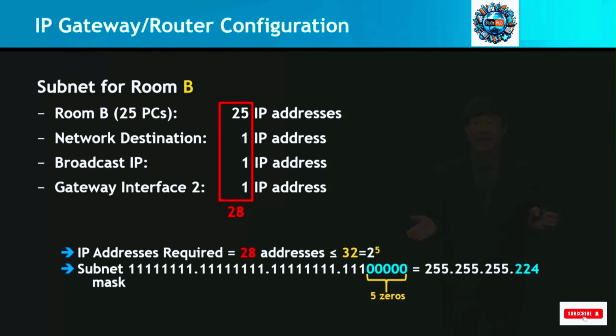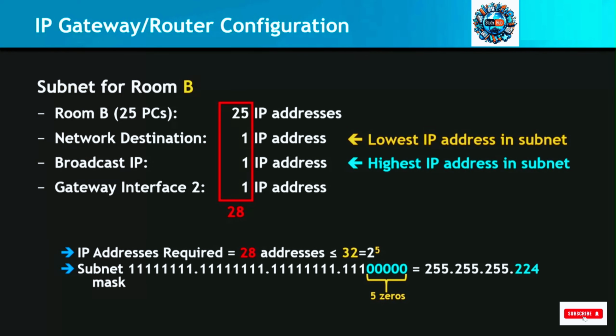Now, representing that in a subnet way, 2 to the power of 5 means that the 32-bit subnet mask will have 5 zeros at the end. So therefore, the subnet mask will be 255.255.255.224. And the lowest IP address in the subnet will be assigned to the network destination for room B's subnet. The highest IP address in the subnet will be assigned for broadcasting IP to all the IP addresses in room B's subnet. The second highest IP address will be assigned to the gateway interface number 2.